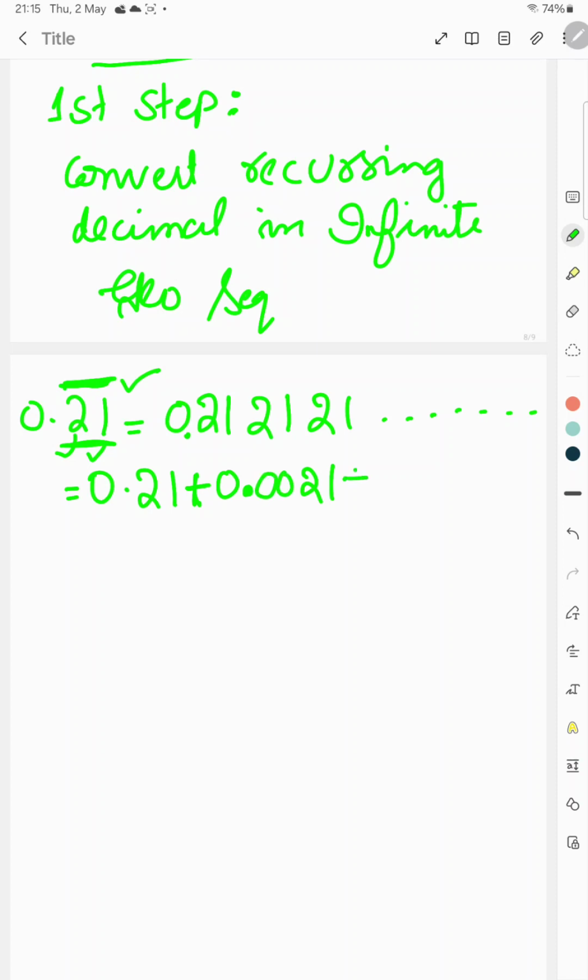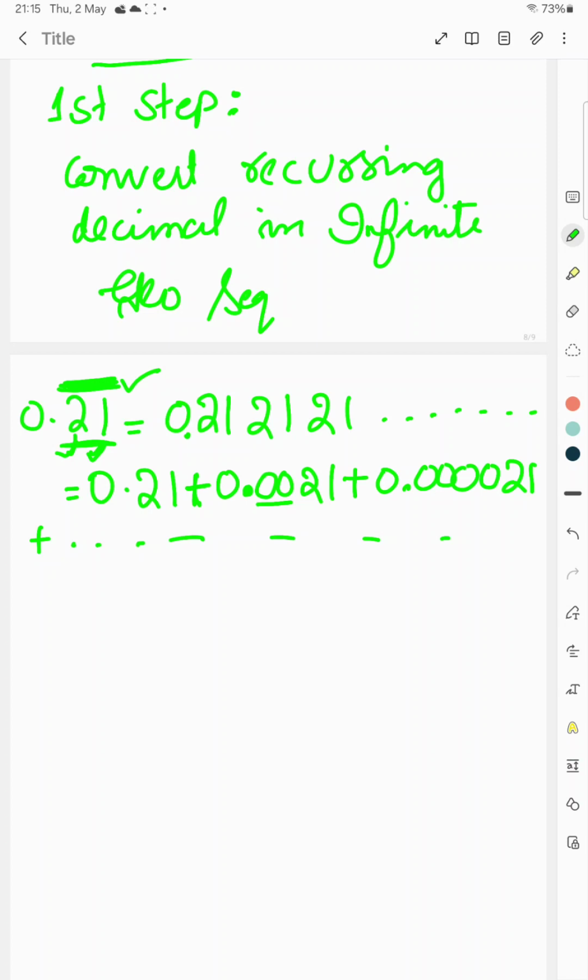Okay. Similarly for the third term, my term will be the same, 0.000021, but again I will increase by 2 zeros, and similarly it goes on. So students, how many zeros will you add after the decimal? It will depend on the bar that you observe, on how many numbers the bar appears. According to that you put the number of zeros, and you increase it in all the terms. Okay students, I hope you have learned how to make the sequence from the recurring decimal.